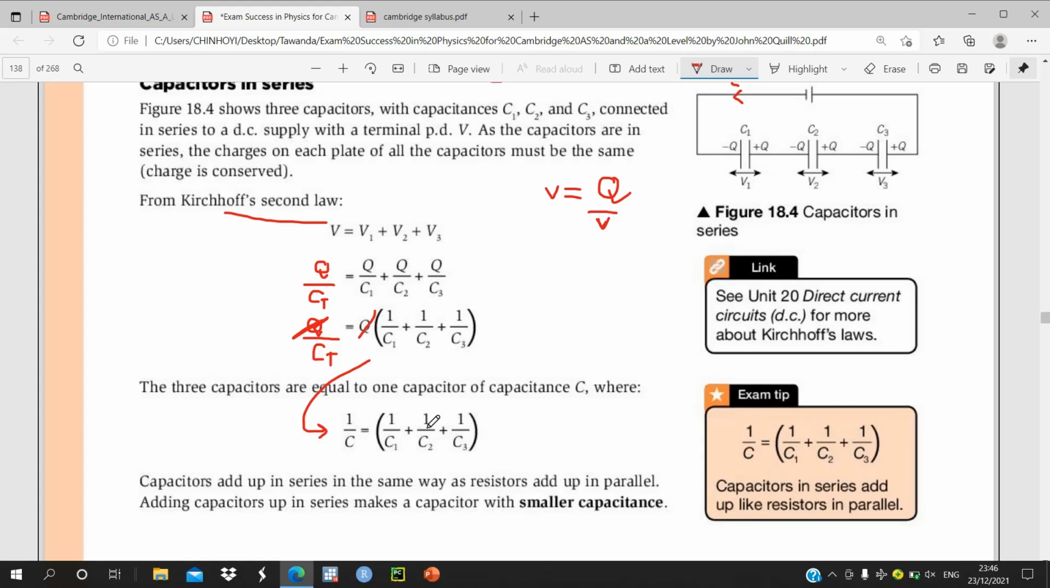So finally, adding capacitors in series makes a capacitor with a small capacitance. The capacitance will be small. So it's another way: if you want to make a small capacitance, you have to put your capacitors in series in order to decrease the capacitance.